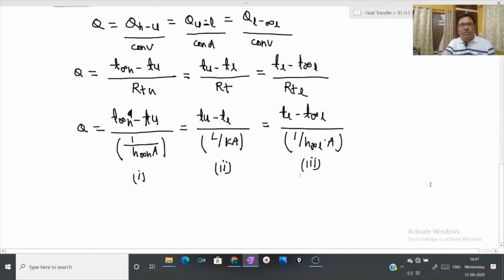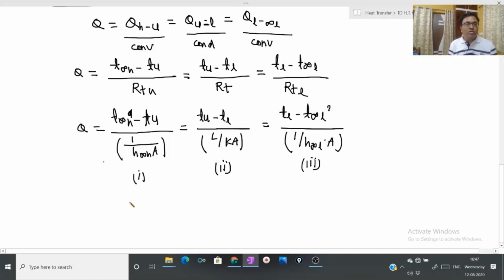So let us solve this one by one. I am supposed to find out the value of this. Now see how we are approaching this problem. In order to solve this, T infinity L, that is cold air temperature, I must know the value of TL, I must know H infinity L into A, and I must know the value of this heat transfer rate.